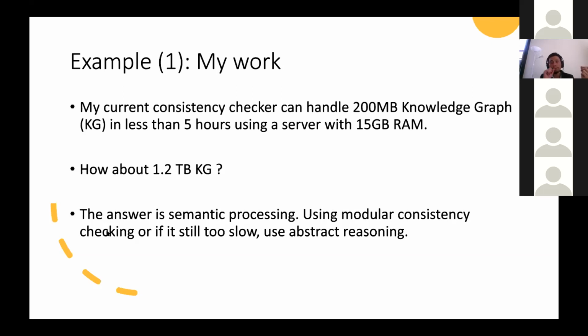In modular checking, this is the big cake, the big A box. I cut it into pieces. I take one piece and then I operate it with the schema. After I check all the triples in the piece, I put it aside, and I take another piece of the big cake. So I do it modularly.